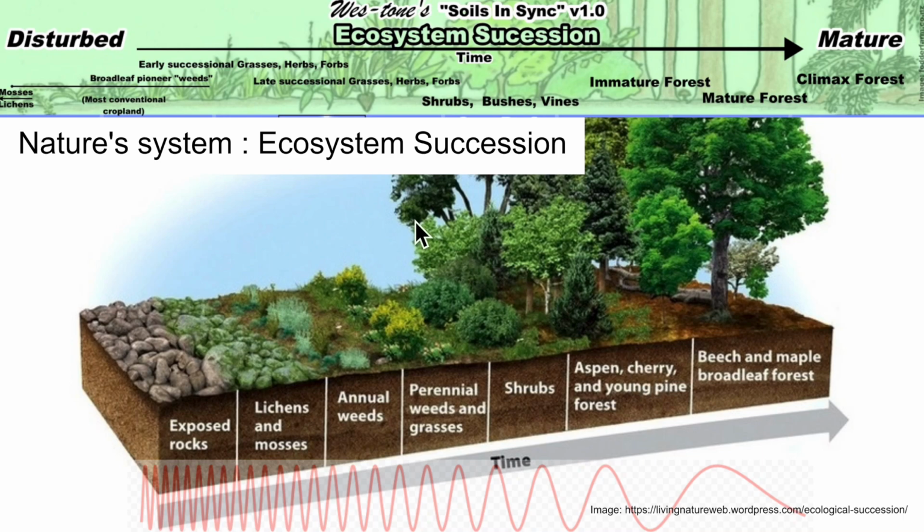We may see some kind of disturbance like a fire, a tornado, or in the case of agriculture, that could be clear cutting, tillage, or grazing animals, and this will actually set the ecosystem backwards. So this is what happens naturally to ecosystems all on their own over time, and we're going to learn how we can manipulate that process to suit our intended crops.